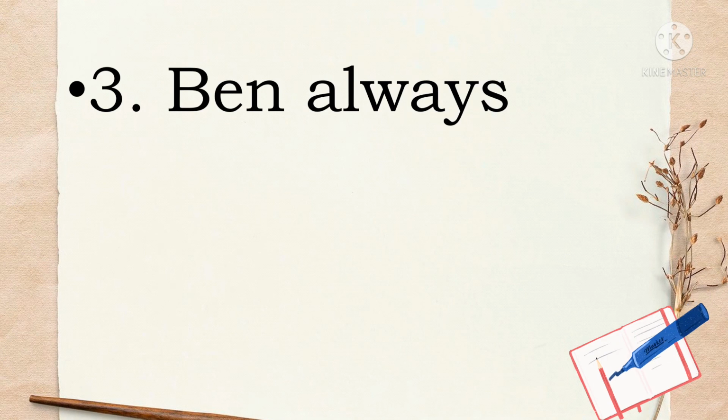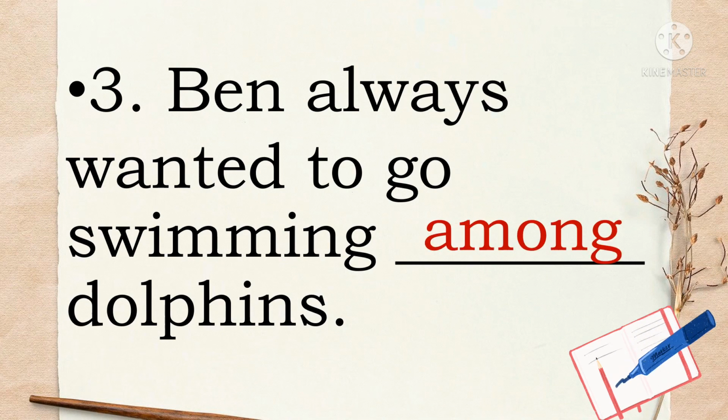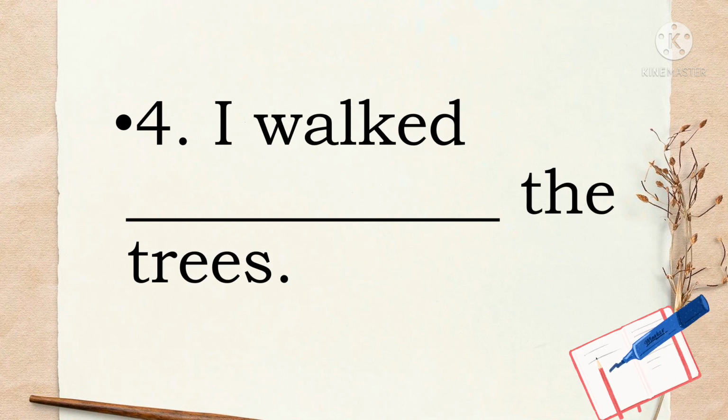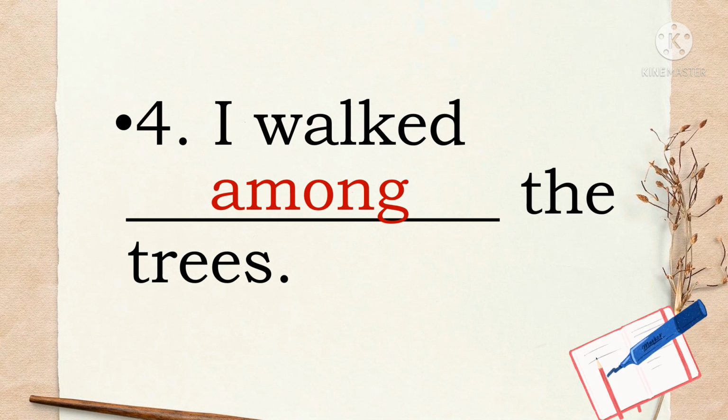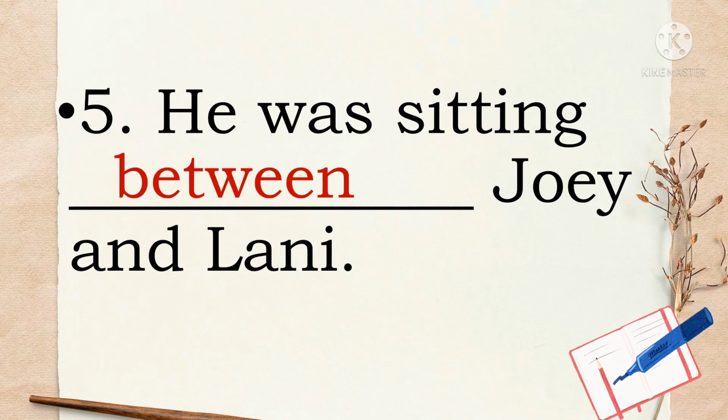Number 3. Ben always wanted to go swimming blank dolphins. Very good. It's among. Ben always wanted to go swimming among dolphins. Number 4. I walked blank the trees. Very good. It's among. I walked among the trees. Number 5. He was sitting blank Joey and Lani. Very good. It's between. He was sitting between Joey and Lani.